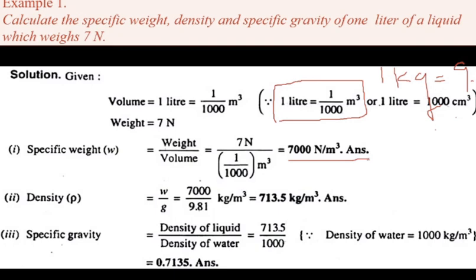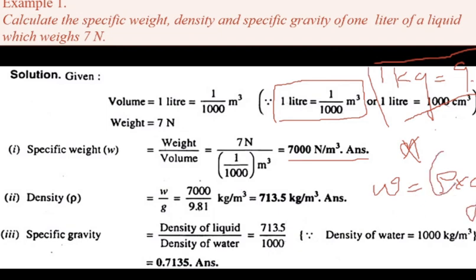Next, what we have to find? We have to find the density. So what is density? It is mass per unit volume. Okay, here we don't know mass. Here mass is not given. Instead of mass, what is given? Weight is given. So we know a relation between specific weight, density and gravity. What is that? That is specific weight is equal to density into what? G. Okay. Specific weight is equal to density into G.